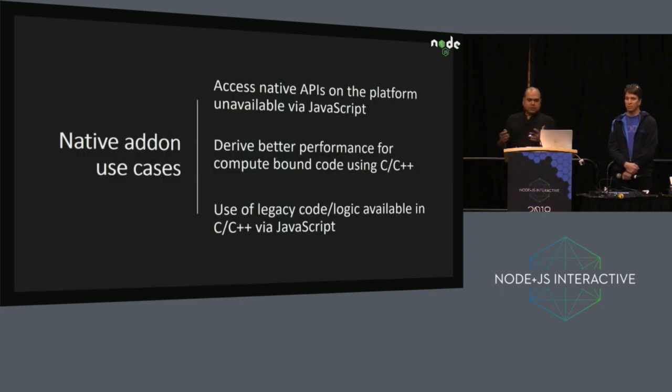So here are some of the native add-on use cases. Accessing native APIs on the platform, available via JavaScript. Deriving better performance for compute-bound code using C++. And occasionally, you see that there is some legacy C++ code available already, and you want to bring it into your JavaScript app. So these are some of the use cases where native add-ons are helpful.